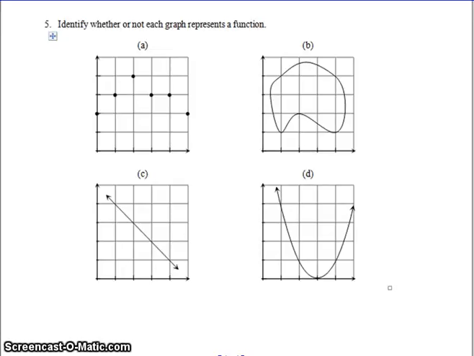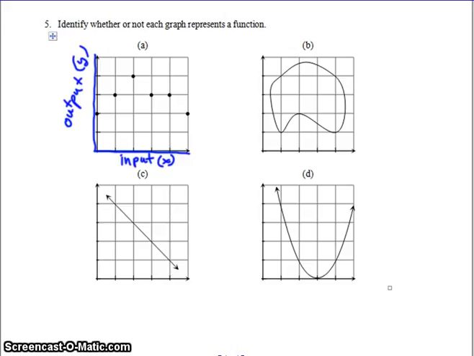Okay, this is the second video to Is It a Function? What we're going to do is start to look at graphs and whether graphs represent a function or not. For each of these graphs you have to remember that the vertical line represents the output, and the horizontal line represents the input, or your x values and your y values.